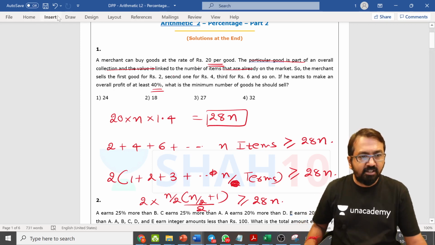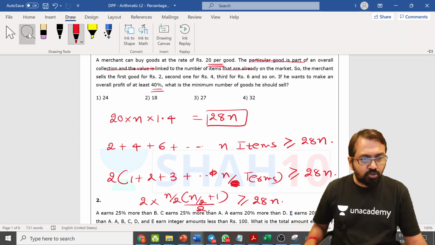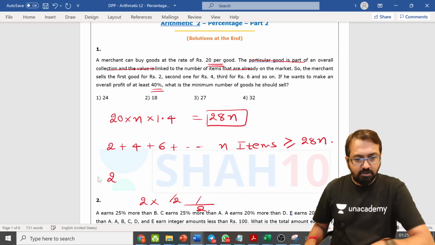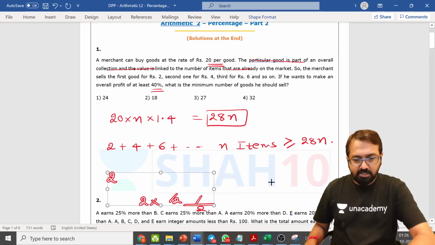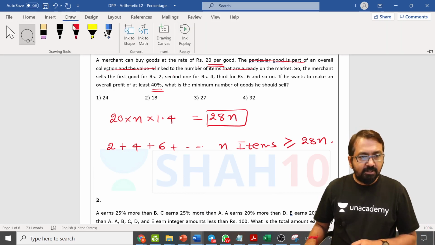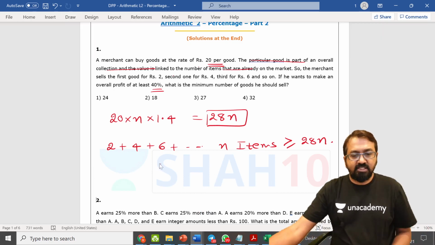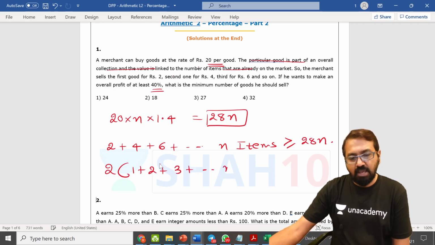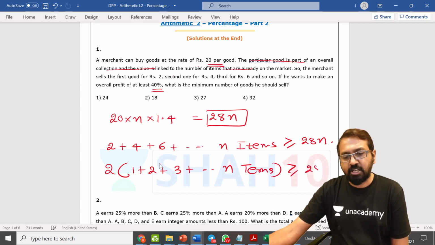Let me just rewrite this part so you will understand this better. Let's eliminate this part. Correct. So just to quickly write down the solution once again: since there are n items, there will be n terms only. So it will be 1 plus 2 plus 3 up to n terms, right? And this should be greater than 28n.